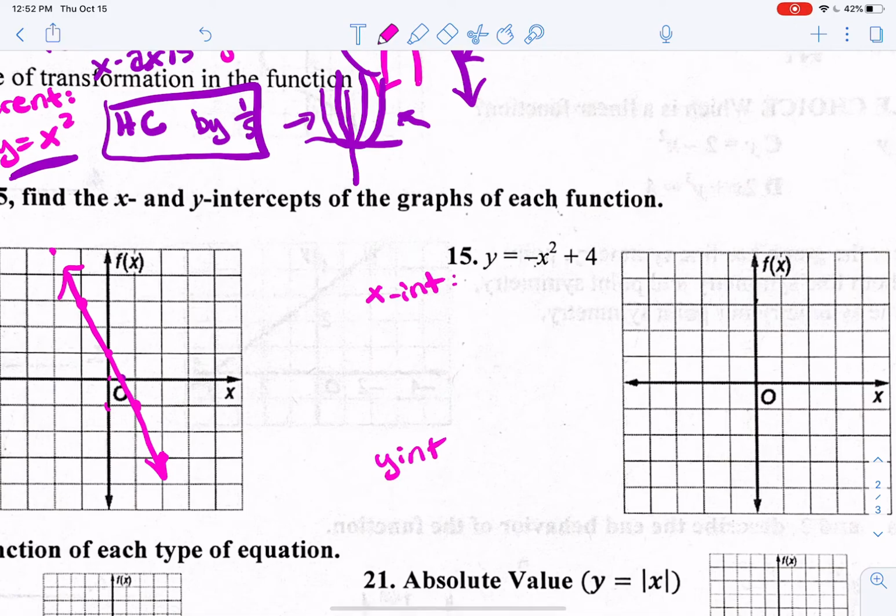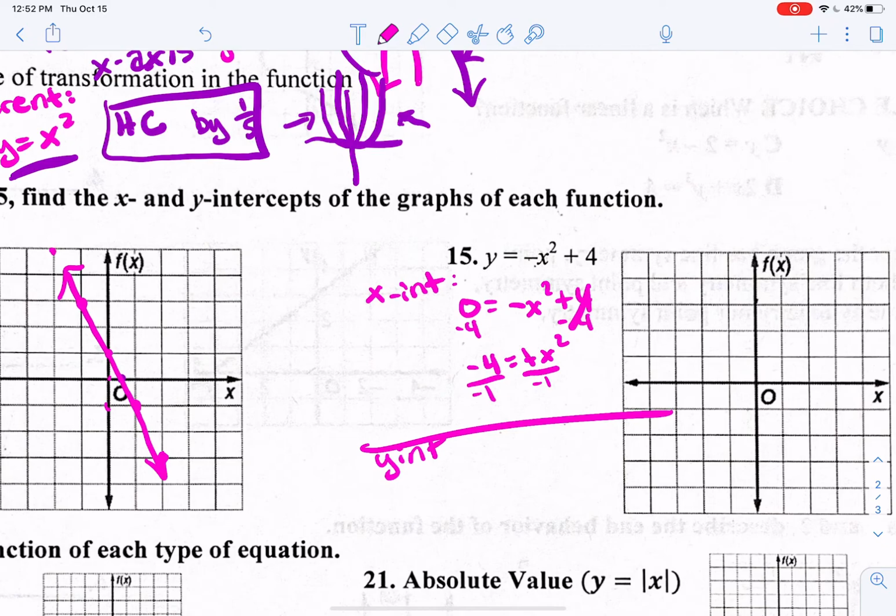So x-intercepts, we're going to plug 0 in for y. 0 equals negative x squared plus 4. This one's just a little bit harder, okay? So to solve this, to get the x squared by itself, I'm going to subtract the 4. So minus 4 minus 4. Negative 4 equals negative x squared, okay? I'm going to divide by a negative 1 to turn those back positive.